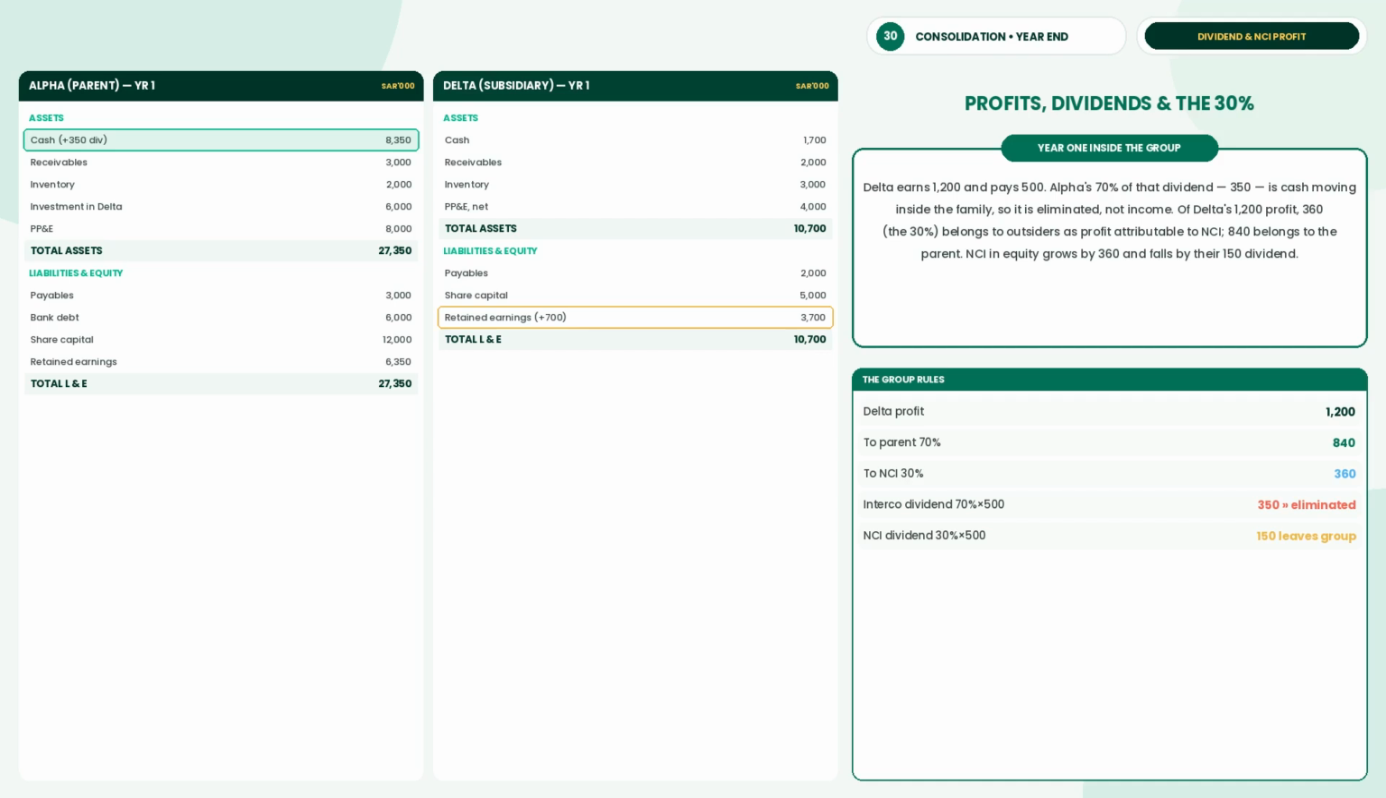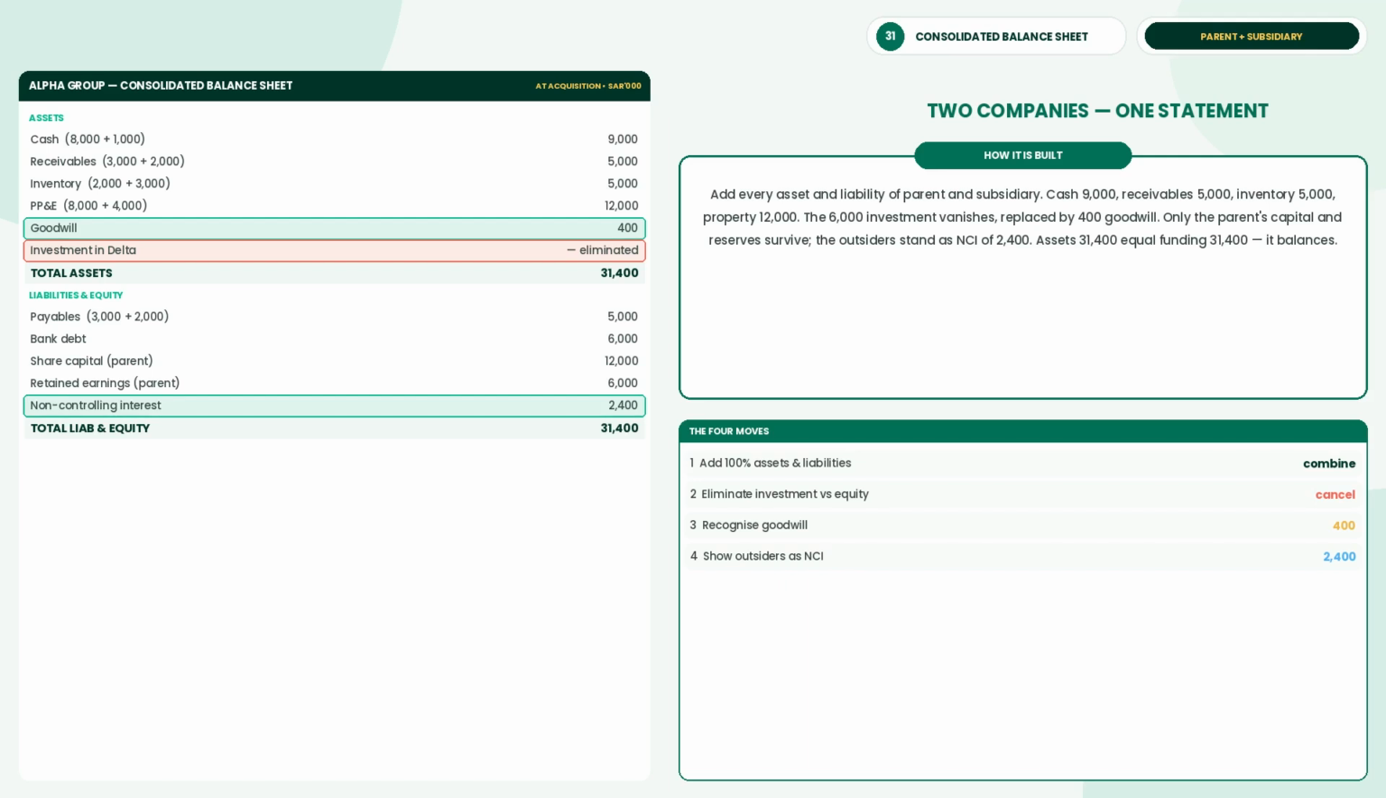At year-end, Delta earns $1,200,000 and pays a $500,000 dividend. Alpha's 70% dividend, $350,000, is cash moving inside the group, so it is eliminated. It is not group income. Delta's full profit enters consolidated profit. Then allocate $360,000, or 30%, to NCI and $840,000 to the parent. The outsider's dividend of $150,000 genuinely leaves the group.